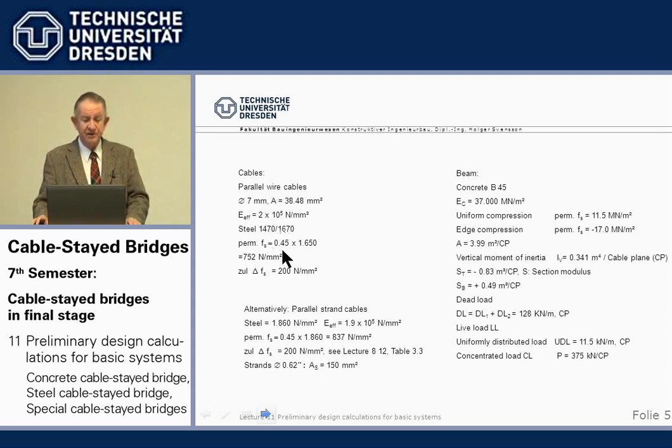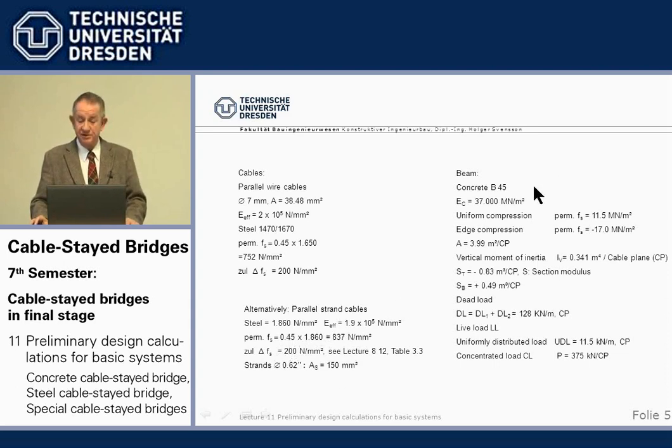That's a regular steel. 45% of ultimate, we do everything at service load, is permissible stress 752 Newton per square millimeters, and we have a fatigue range possible of 200. So that will be the same for all the examples. We can also do alternatively for parallel strand cables. Well, that's a little bit different steel, so we have a little bit higher permissible stress, and we have another area, but basically that's the same.